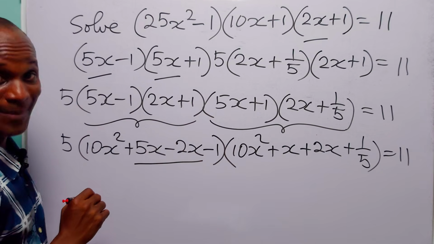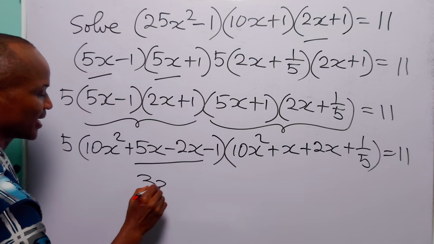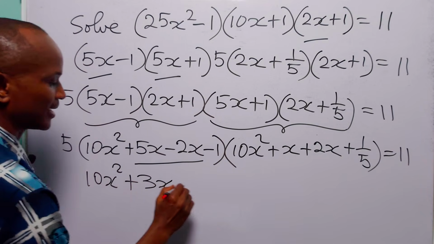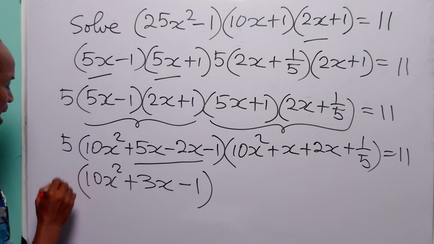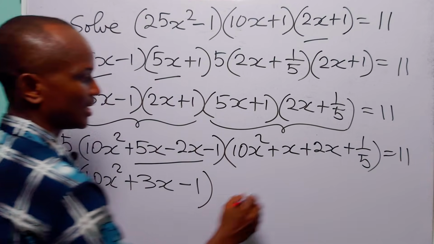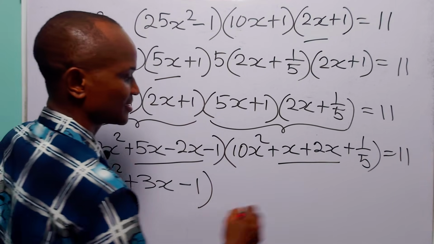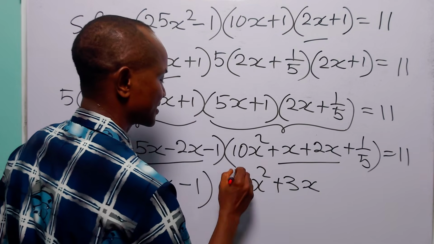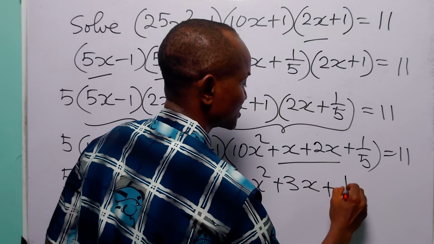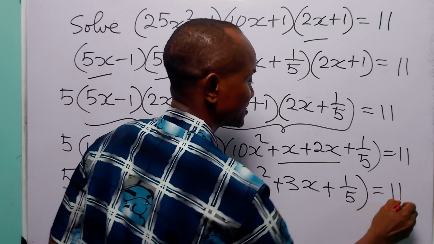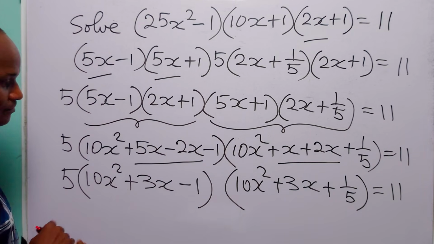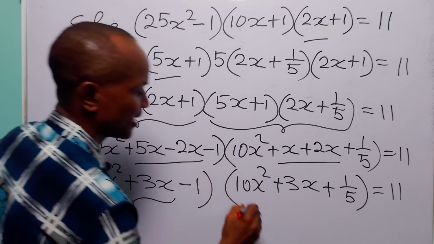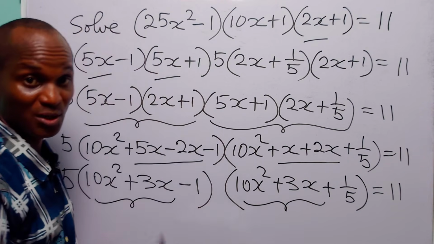Now 5x minus 2x is equal to 3x. We have 10x squared. And then we have minus 1. Of course, we still have 5. Now x plus 2x is also equal to 3x. We have 10x squared and we have plus 1 over 5, and this is still equal to 11. Now, notice that here we have 10x squared plus 3x. Here we also have 10x squared plus 3x.